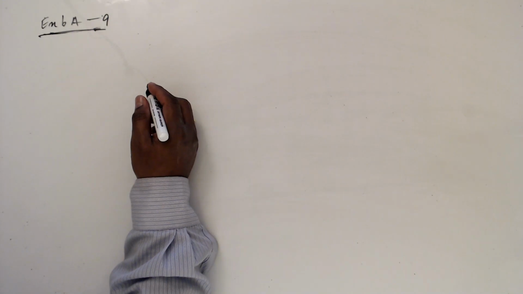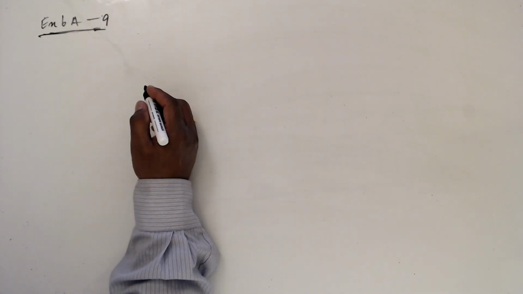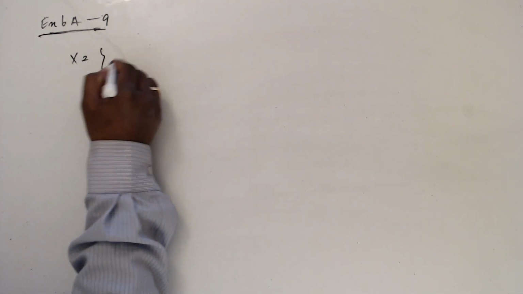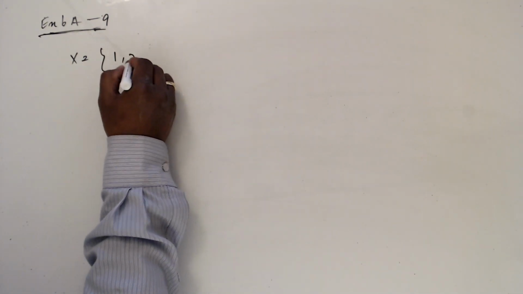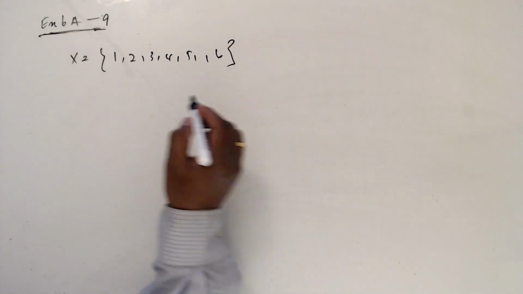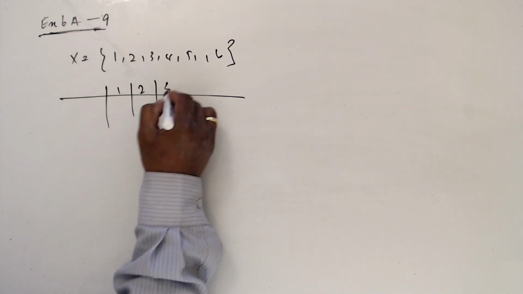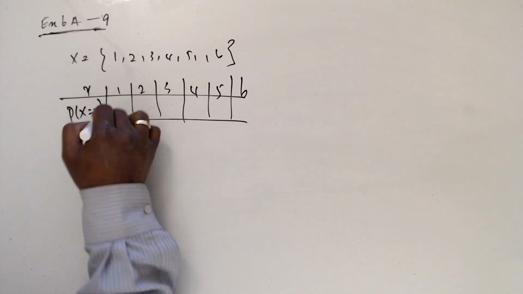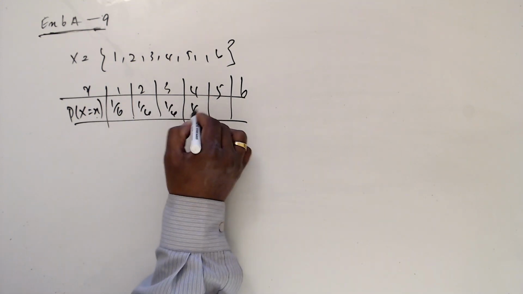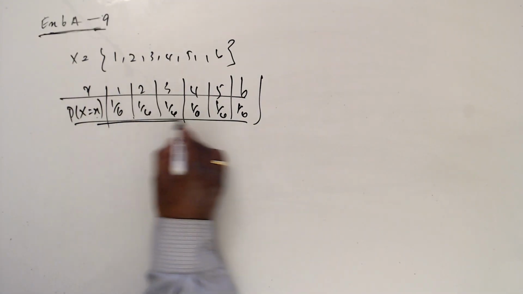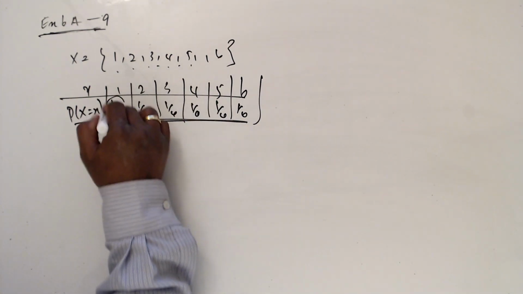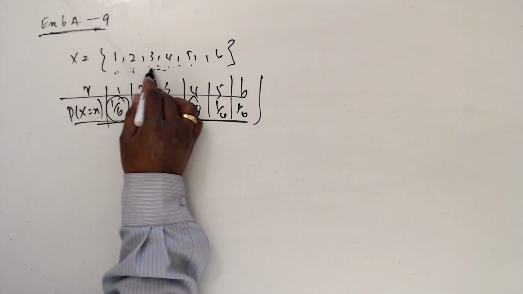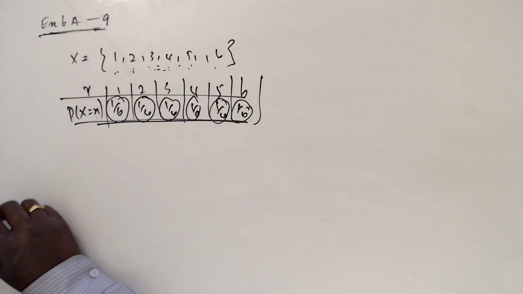Like the uniform distribution, I think you can remember that when we toss a fair die, the sample space is that you can get 1 or 2 or 3 or 4 or 5 or 6. Then the probability of getting x equal to 1 is 1 out of 6. For each outcome, the probability is the same, equally likely distributed.